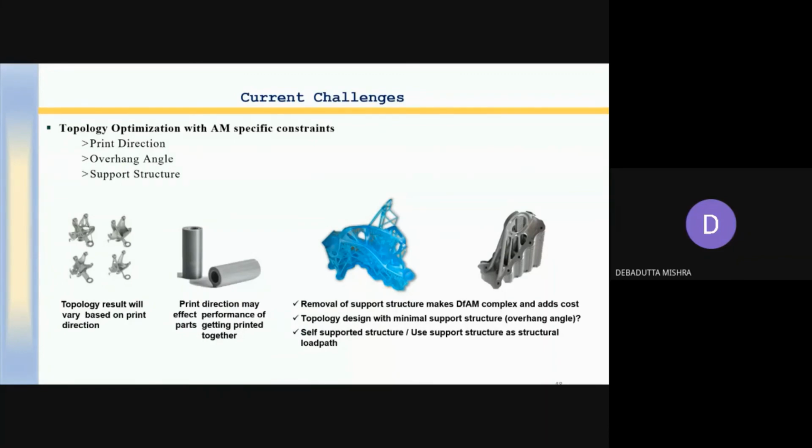Removal of support structure makes DFMA complex and adds cost. So topology design with minimal support structure, minimum overhang angle, self-supported structure, and use of support structure as a structural load path. This is how we can have topology optimization with constraints like print direction, overhang angle and support structure, for different types of materials and different types of parts, either functional, structural or aesthetic parts. This will be different for the different parts.